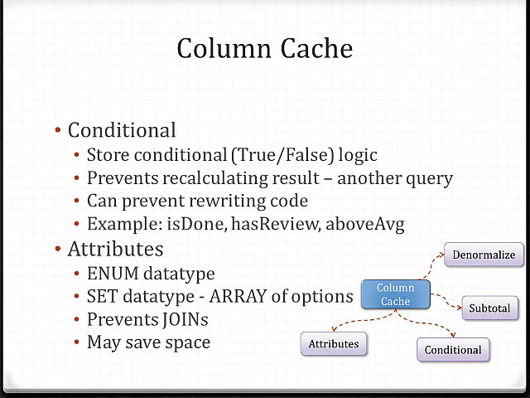So again, this prevents you from recalculating the result, or moving the logic into many applications. For attributes, you have something like enum. Just so you can appreciate, enum stores it as a byte or 2 bytes. Does anyone know what enum is here? Yes. The benefit of enum is that you prevent the join, because you don't have to reference a description table.